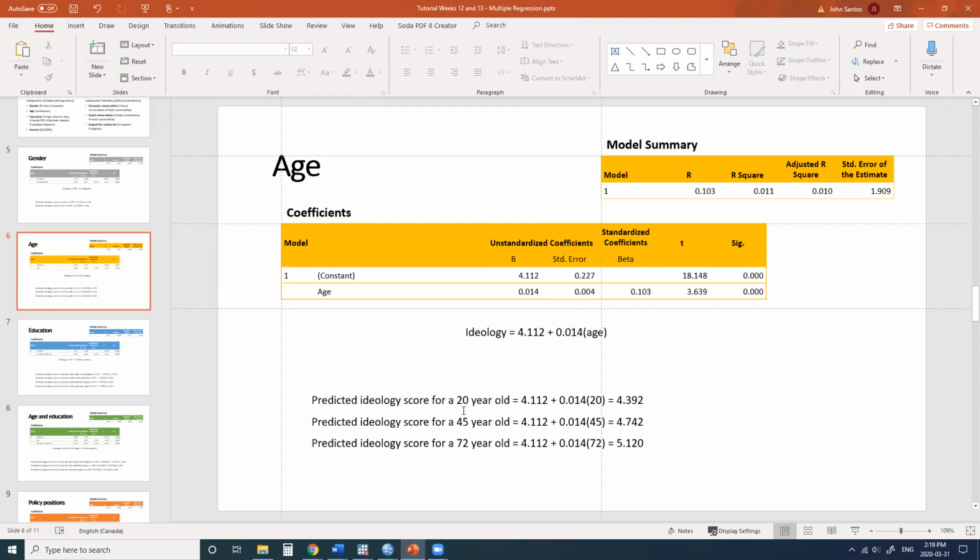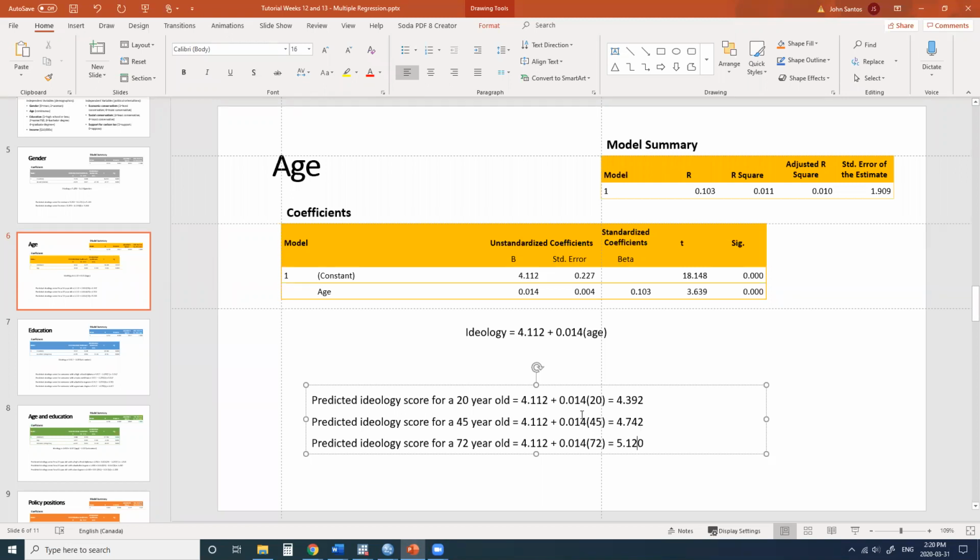And so what does this mean in substantive terms? Well, we can predict the average ideological score for a 20-year-old, right? So we plug in 20 for age. So the equation for predicting the average ideological score for a 20-year-old is 4.112 plus 0.014 times 20, right? And that gives you a result of 4.392. And we keep going up, right? You see for a 45-year-old, we plug 45 into that equation, we get a predicted value of 4.742. And then for a 72-year-old, we get a value of 5.120, right?